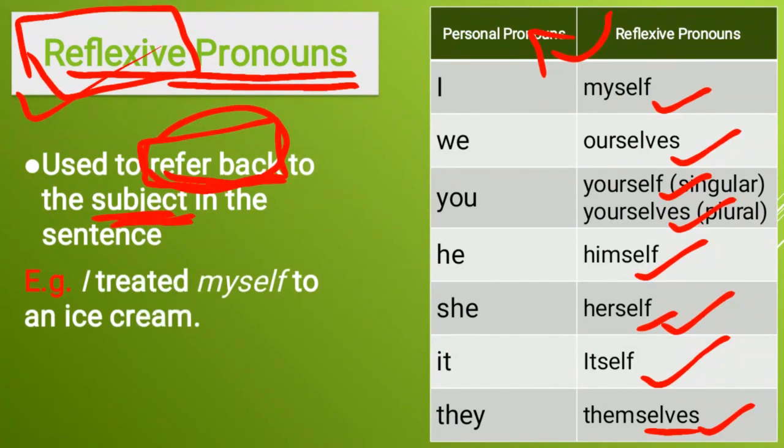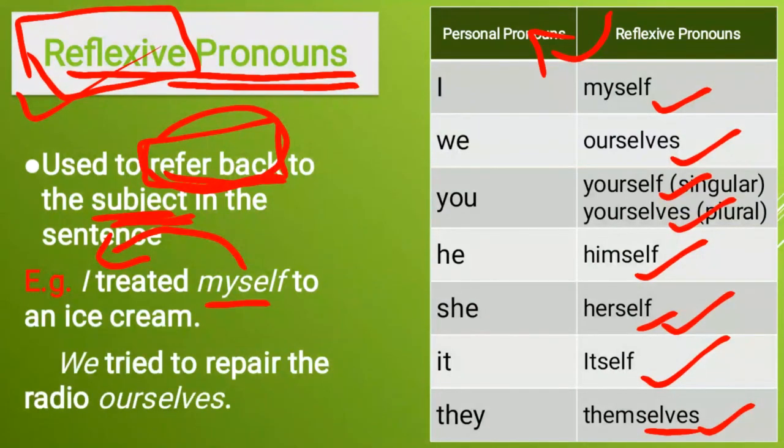Okay, let's see an example. I treated myself to an ice cream. Here, this myself refers to this subject pronoun. Got it? Yes. And then, we try to repair the radio ourselves. Here, children, this reflexive pronoun is referring to this subject pronoun. We, ourselves. That's why these are called reflexive pronouns. Yes, do you understand, children? I hope so.